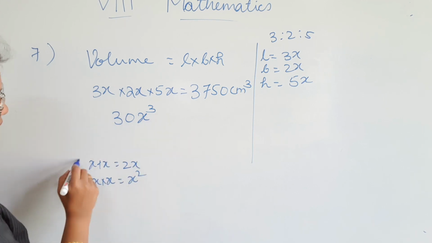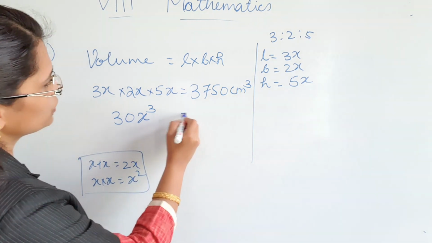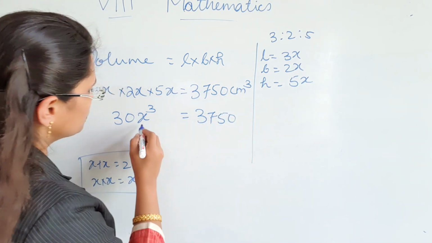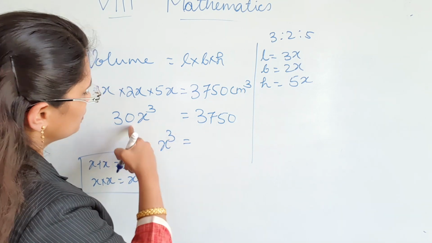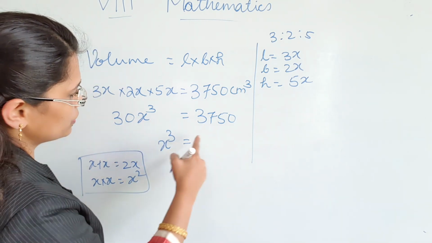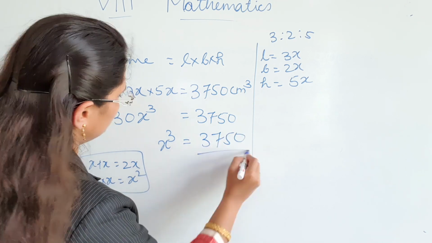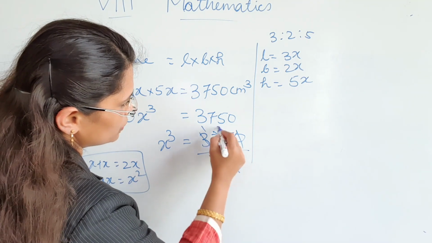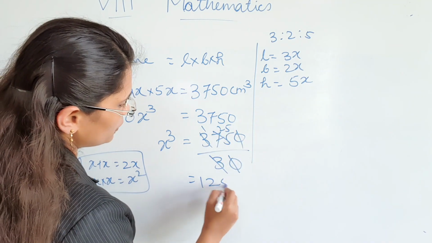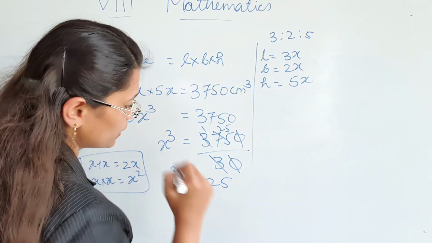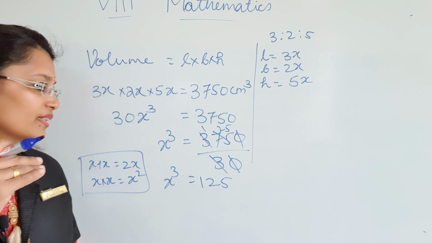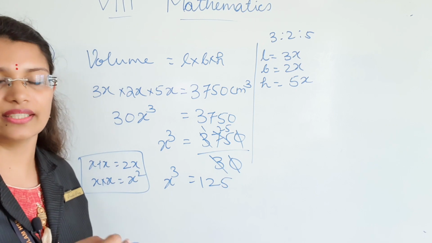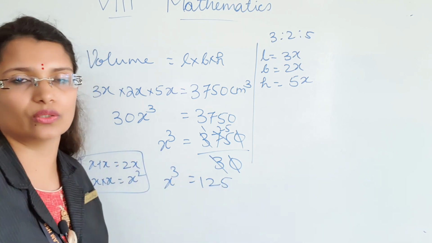So 30x cube is equal to 3750 cubic centimeters. So x cube is equal to, this is multiplication, 30 into x cube, right? So this will become division. 3750 divided by 30 is equal to 125. That means x cube is equal to 125. Children, you learned that if x is equal to 2, x square is equal to 2 into 2, 4, x cube is equal to 2 into 2 into 2 is equal to 8.